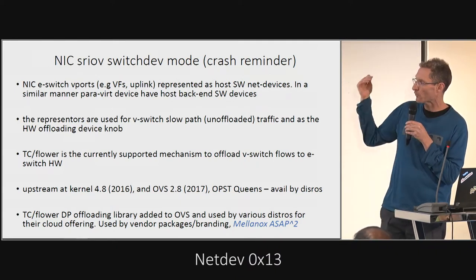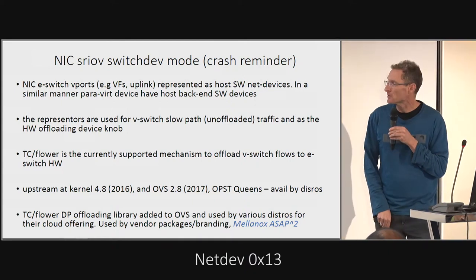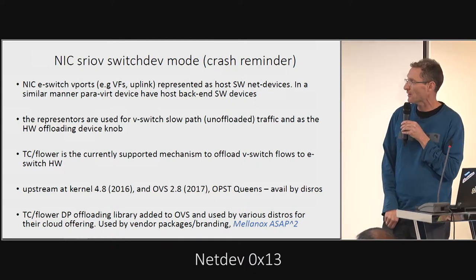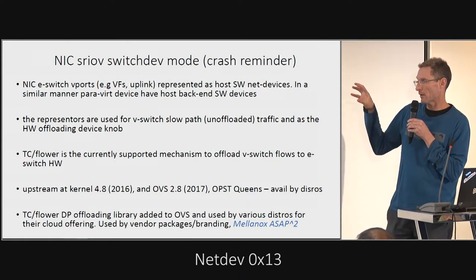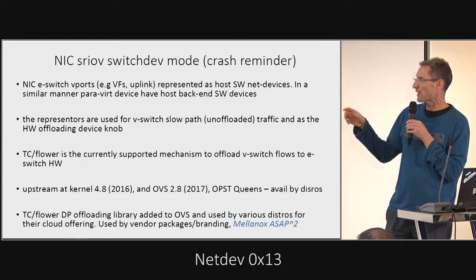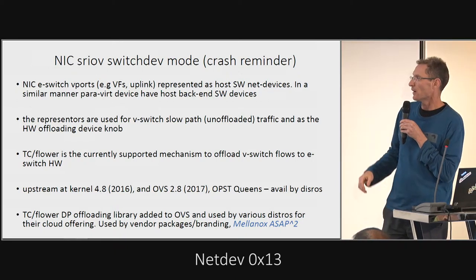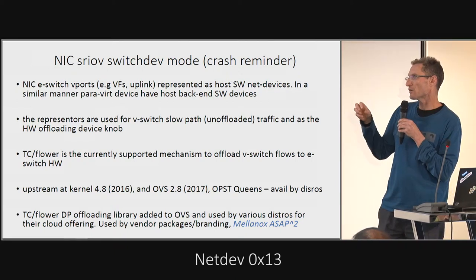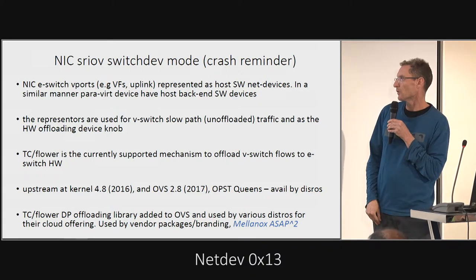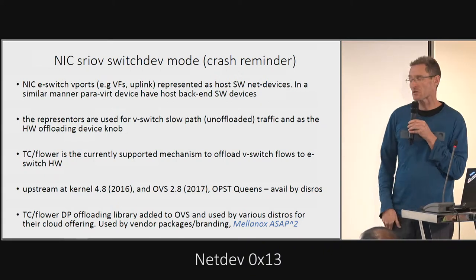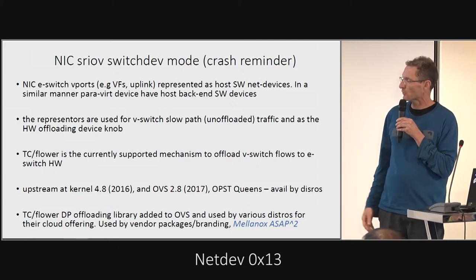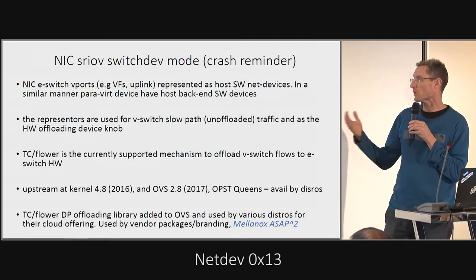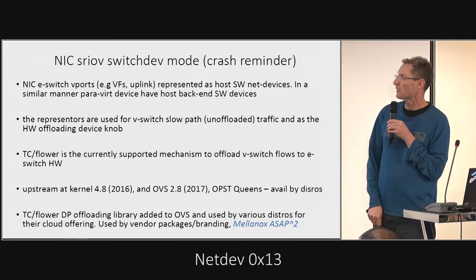This has been upstream for a few years by now, since 2016, kernel 4.8. And there is also some integration into OVS, and for 2 years by now in OpenStack and higher levels. OVS contains a TC Flower offloading library, and it's used by various distros and also the companies here. For instance, in Mellanox, we have a solution called ASAP2 or ASAP squared, but other vendors have it too.